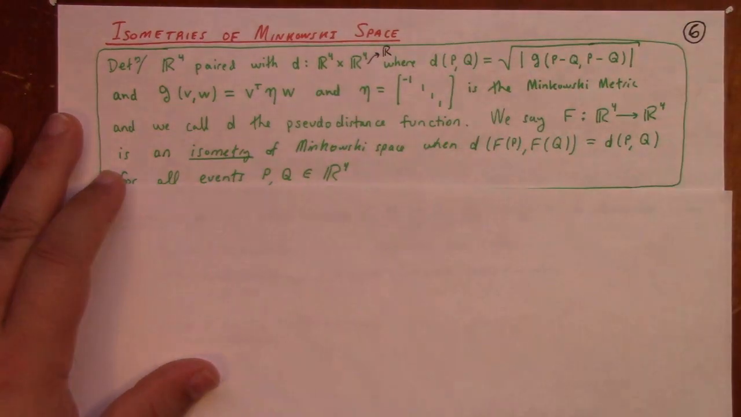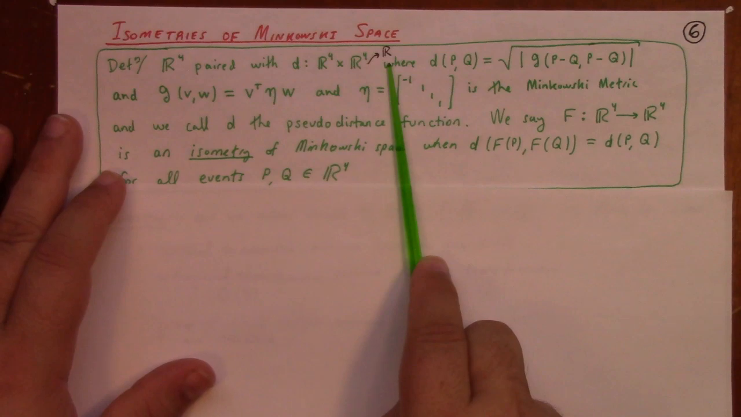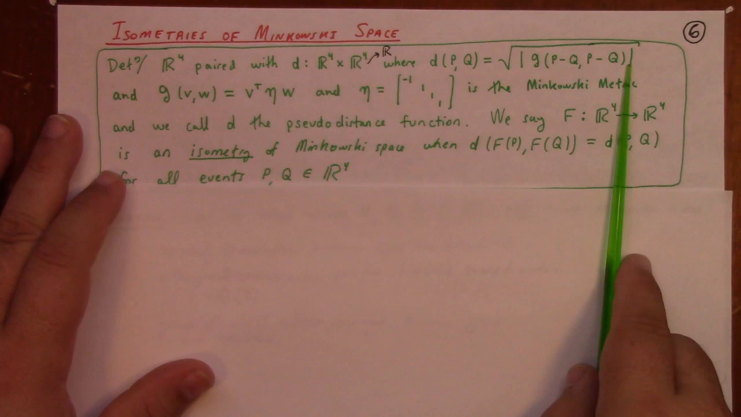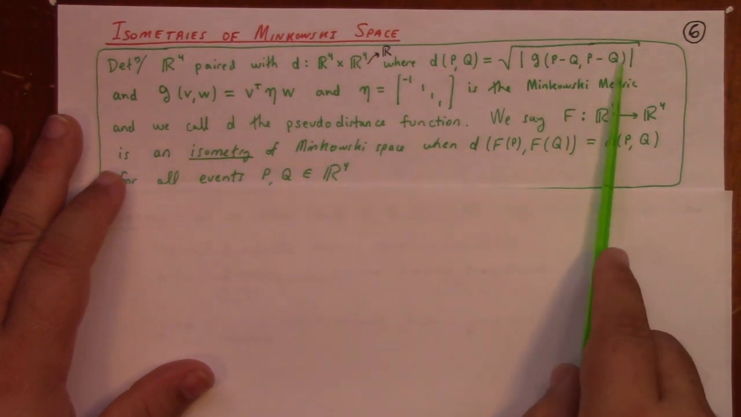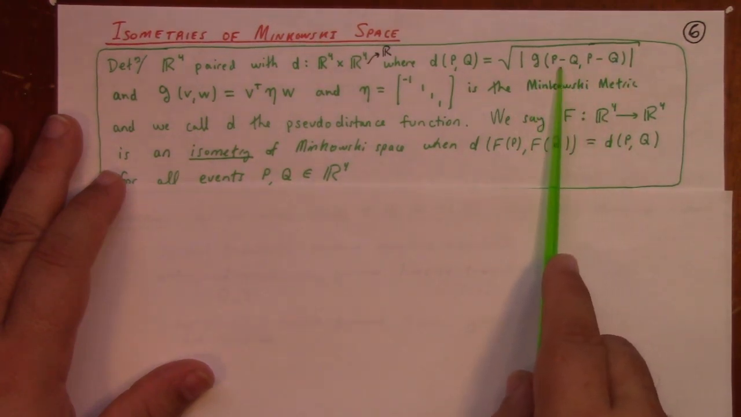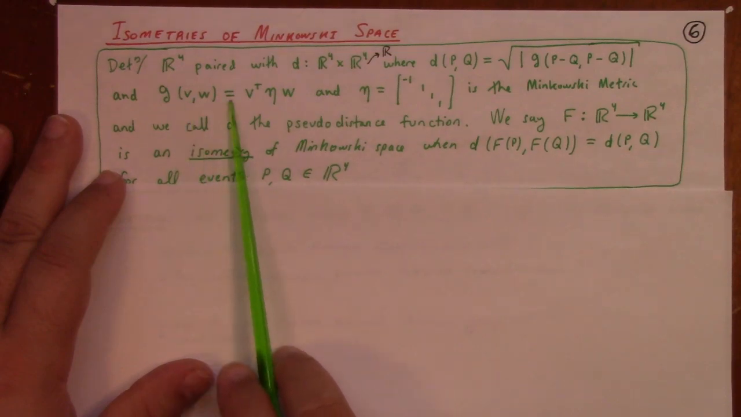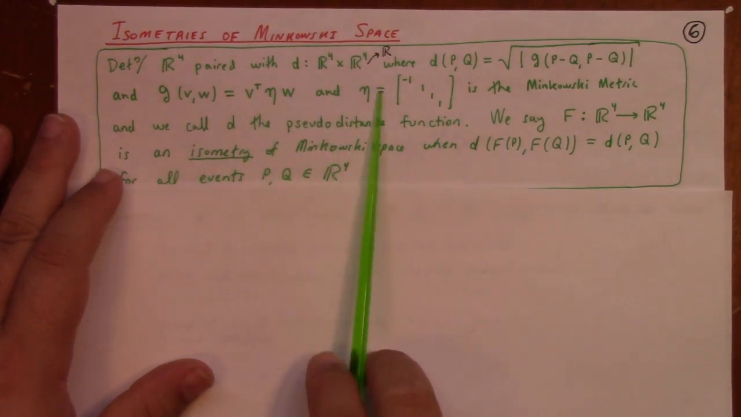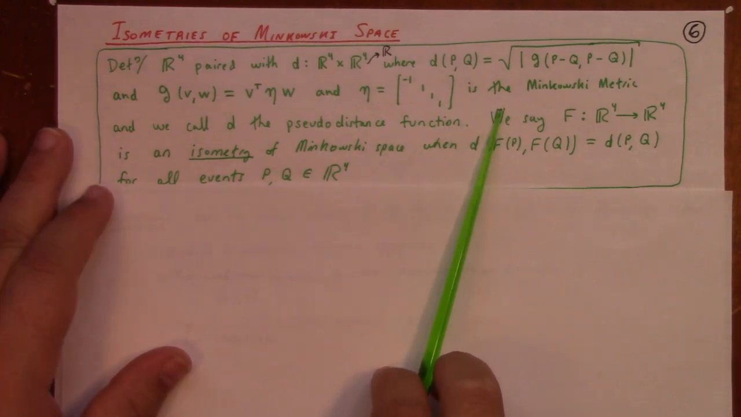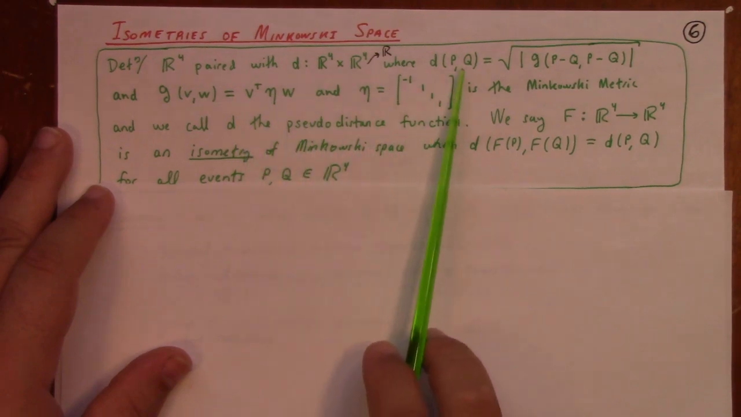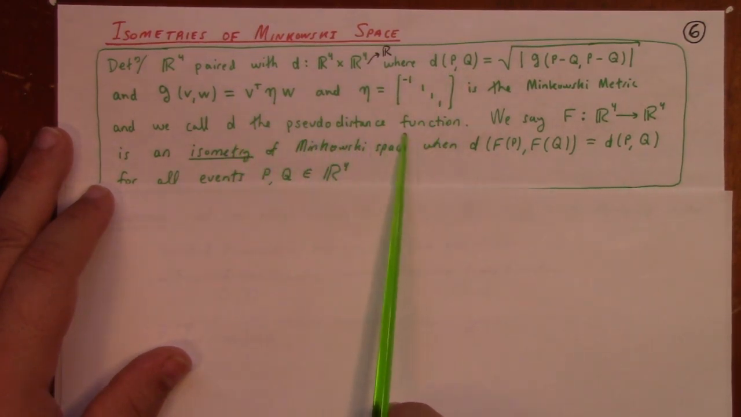So it takes in pairs of points in R4. We're going to say the distance from P to Q is the square root of the absolute value of the Minkowski metric acting on the increment between P and Q with itself. And of course here g of v, w is v transpose eta w, and eta is the Minkowski metric matrix.